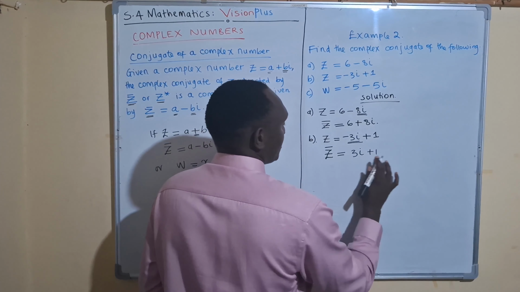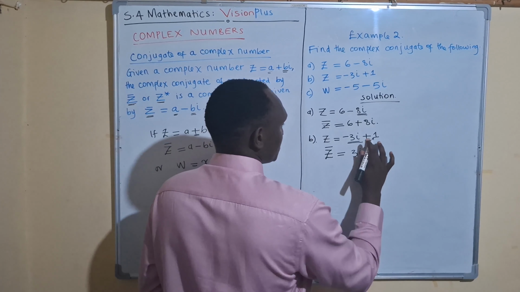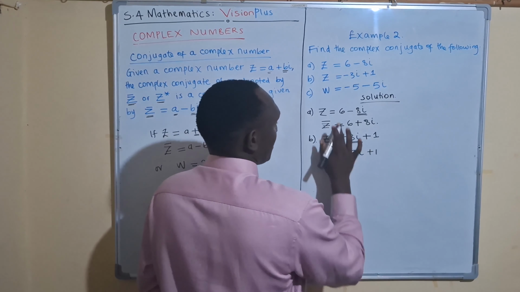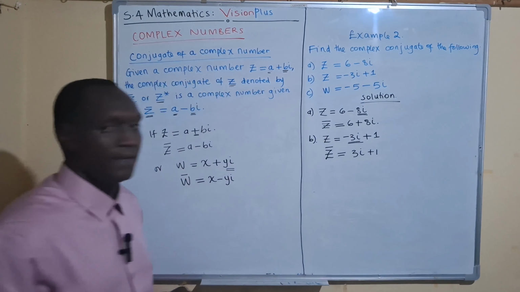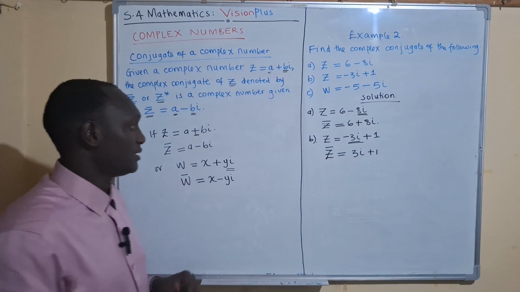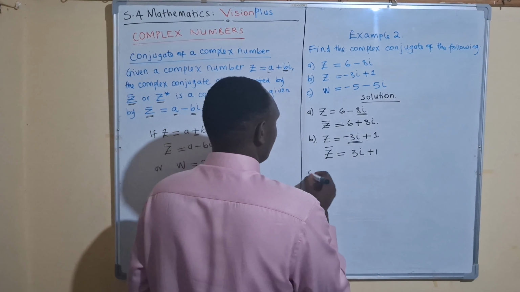Do not change the sign of the real part. If it is positive, keep it positive, as it was positive here and we kept it positive. That is the solution to part B. Part C will be in the same manner.